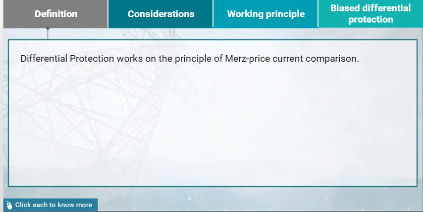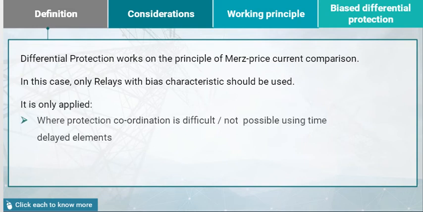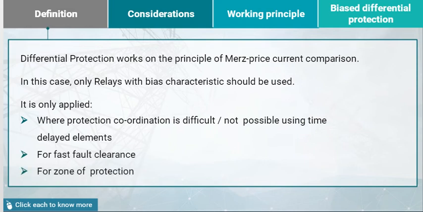Differential protection works on the principle of current comparison. In this case, only relays with bias characteristics should be used. It is only applied where protection coordination is difficult or not possible using time-delayed elements, for fast fault clearance, for zone of protection.